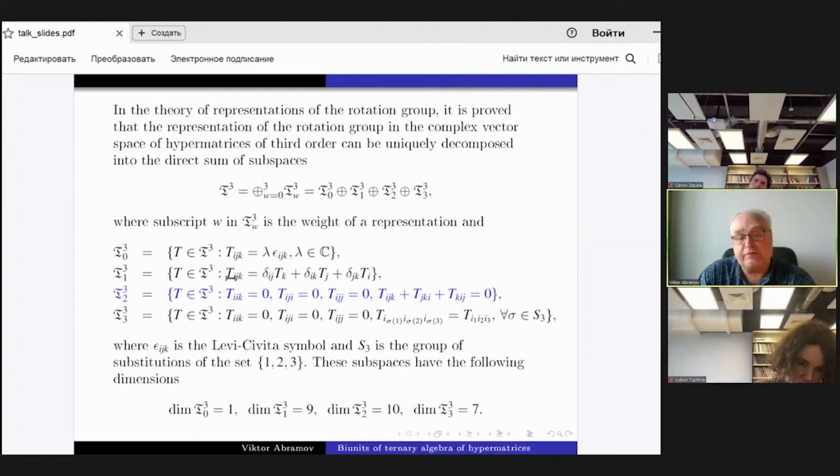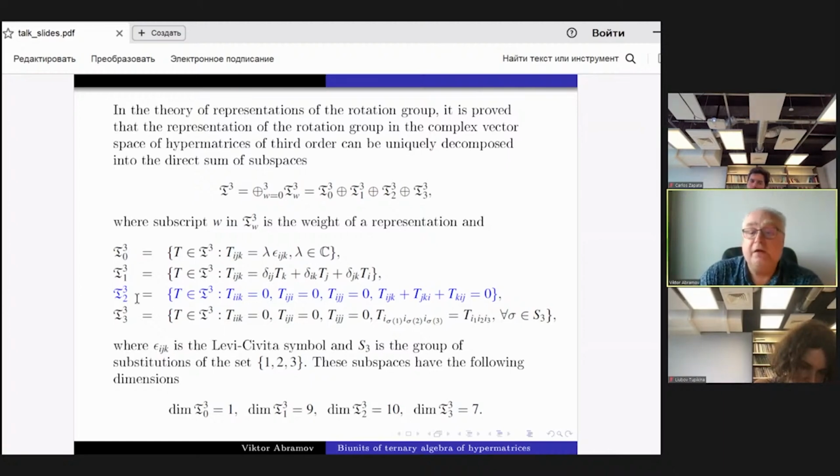Next is the weight 1 representation. This is a space of third order hypermatrices, or third order tensors, of this type. And here we have a 3 times repeated irreducible representation. Of course, we can split this subspace into 3 ones like this, and then we have an irreducible representation.